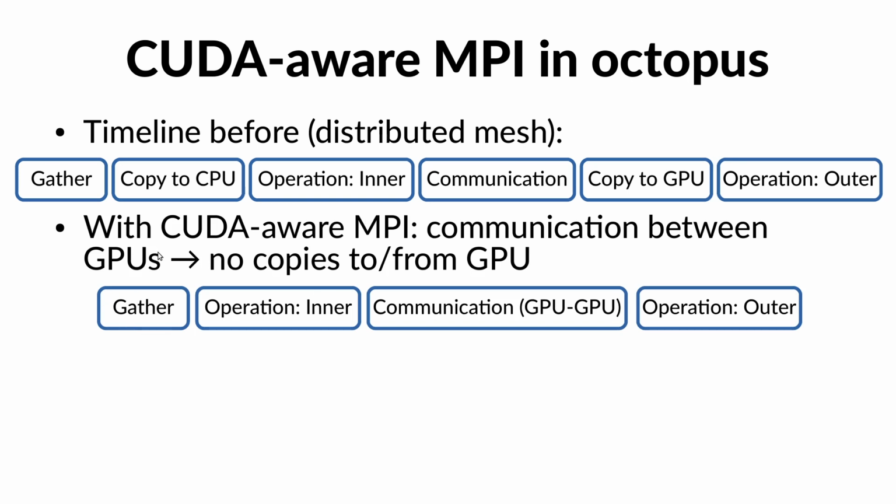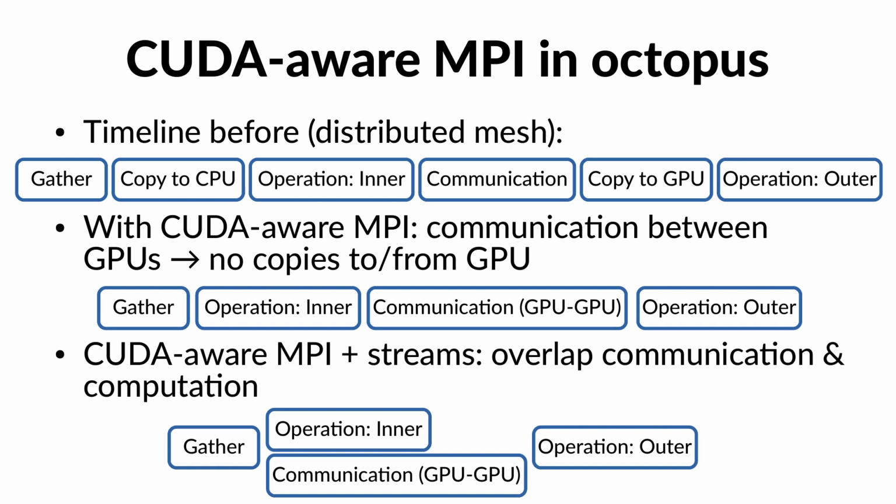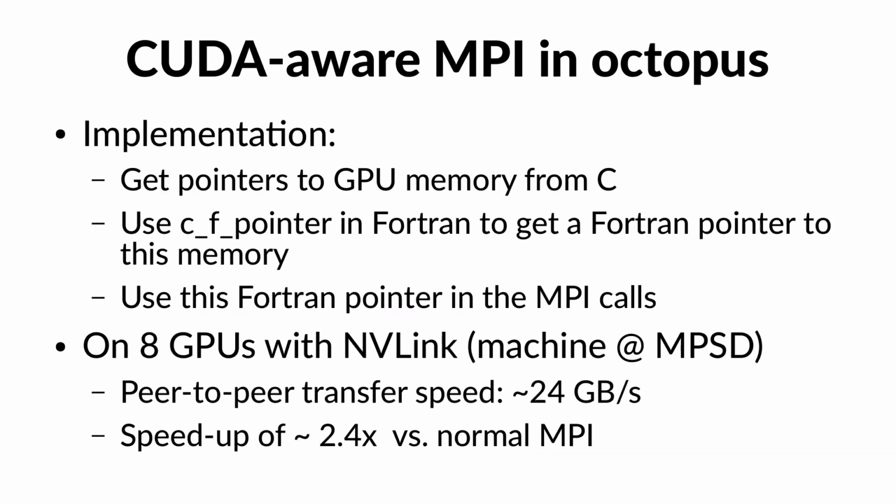We gather the points, we do the operation on the inner points, we communicate directly between GPU buffers. So this gather operation also takes place on the GPU, and then we operate on the rest of the points. And if you combine this with streams, you can even overlap those operations on the inner points with the communication, and this gives an additional benefit in the time.